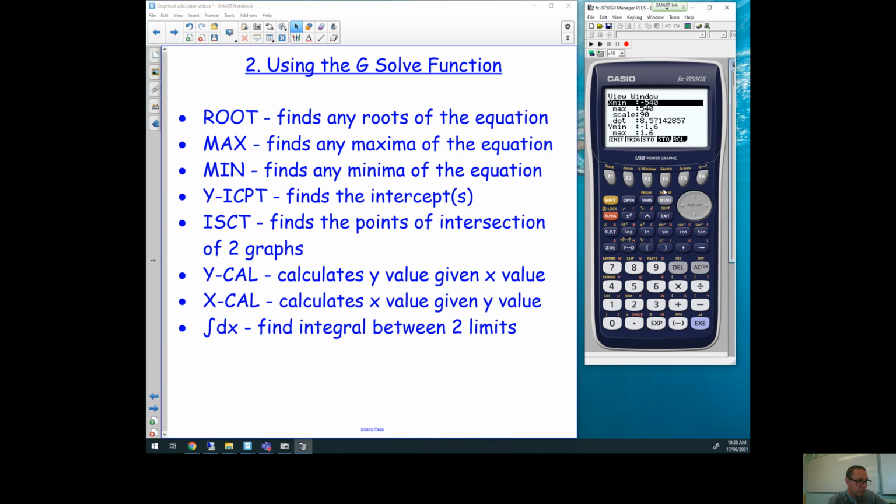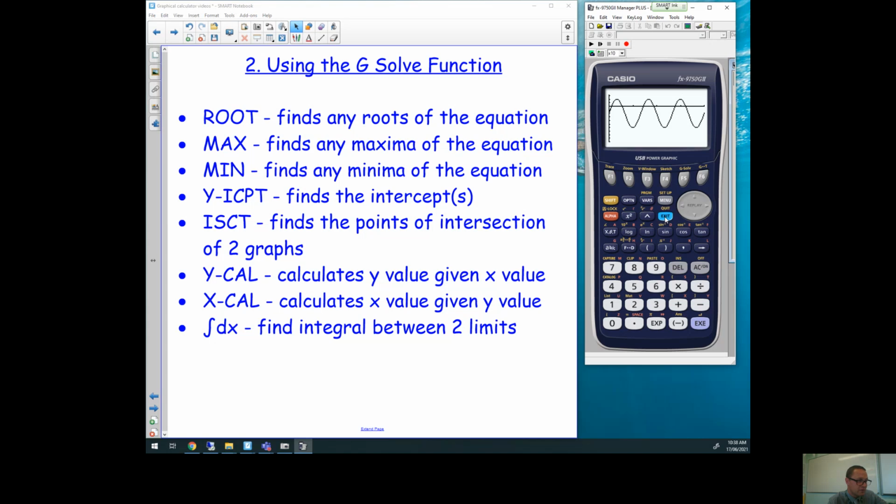So we want to go V-Window. We might want to do between 0 and 360, and it looks like y wants to be a bit lower. So let's make that -5 and see what we look like. There we go. That's pretty good.